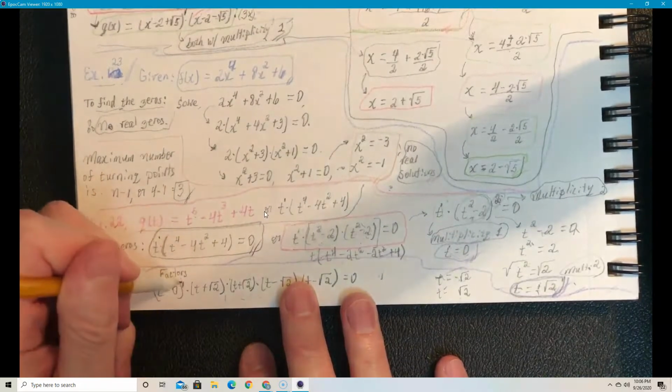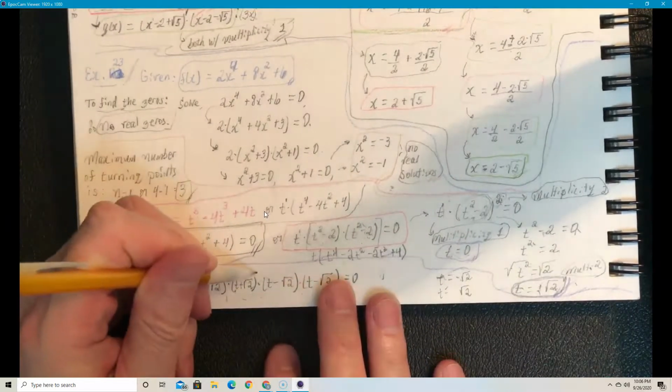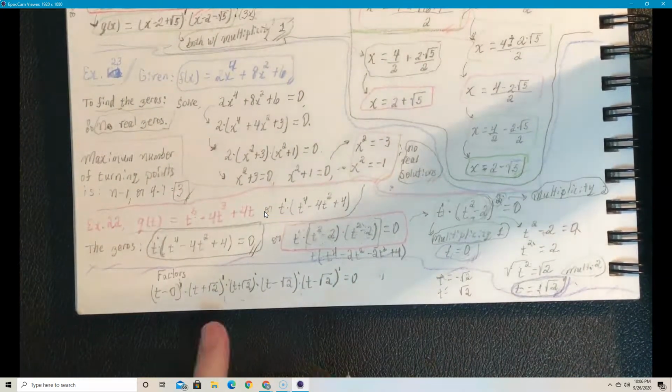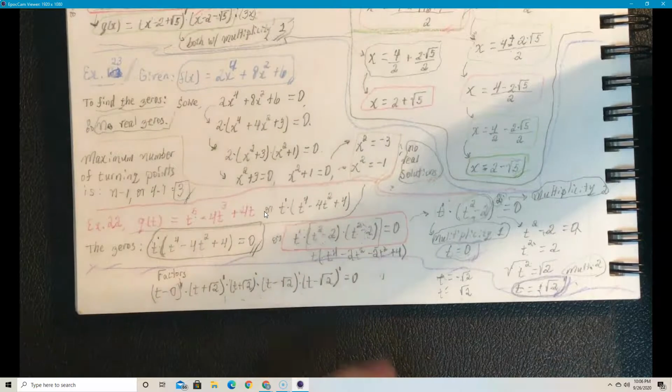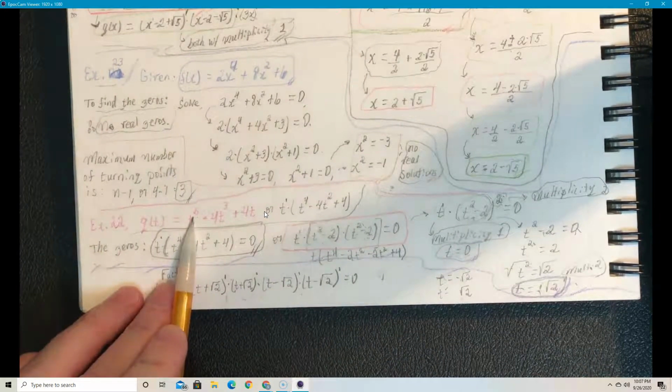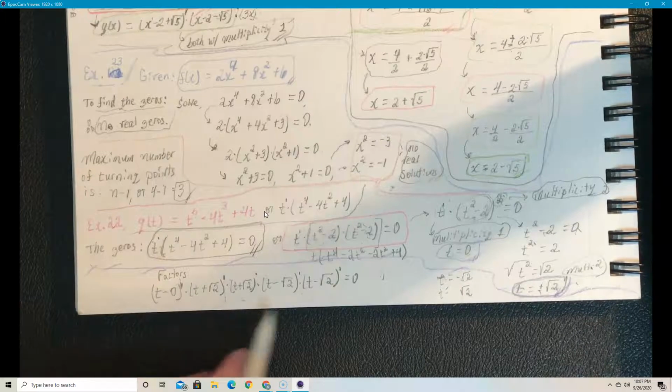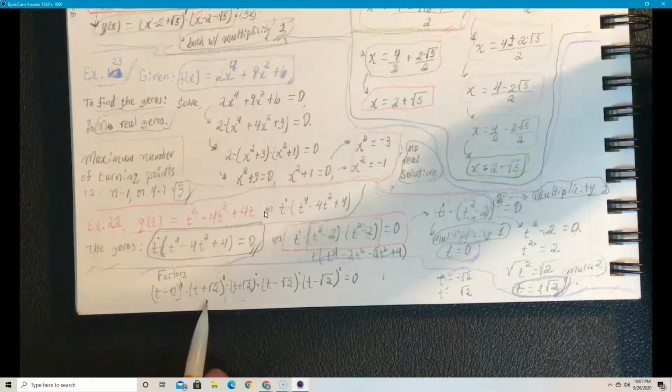Multiplicity 1, multiplicity 1, multiplicity 1, multiplicity 1, multiplicity 1. 1 plus 1 plus 1 plus 1 plus 1 adds up to 5, which is what it has to do, because this is degree 5. It's just that we're not going to say there's 5 zeros because some of these are repeated. They're written multiple times, twice.